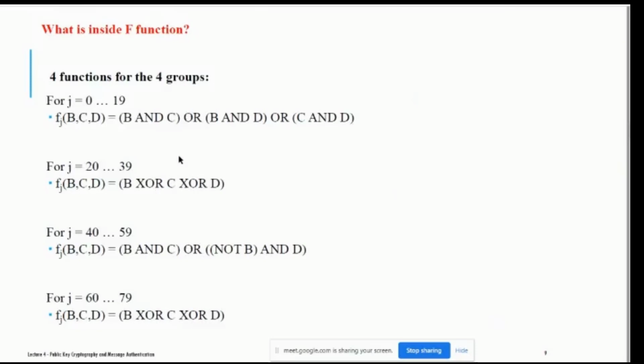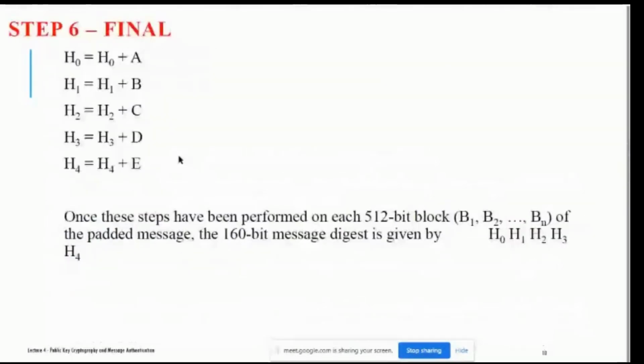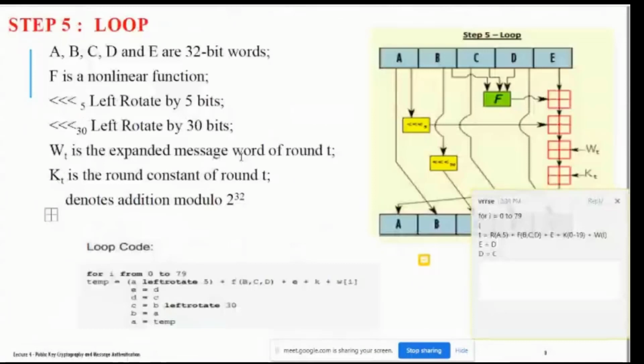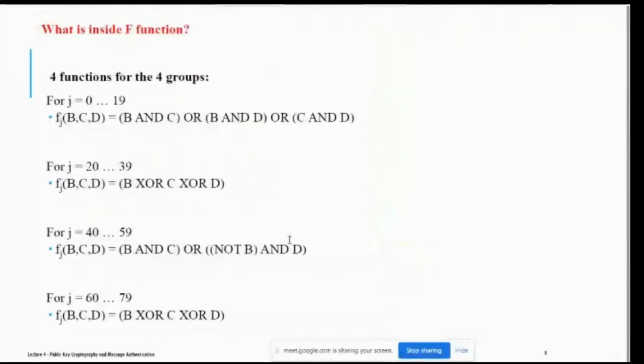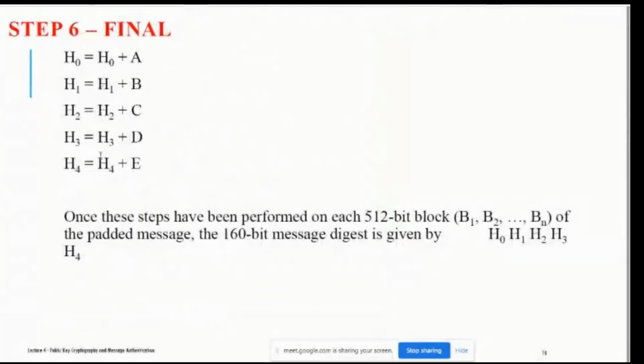Then the next one is the final. So what does the final mean? You see here. The final is going to be after 80 rounds. You are going to run this for 80 rounds. After 80 rounds, what are you getting? You are getting new A, new B, new C, new D, new E. All the values will be changed now. The value of A, B, C, D, E, everything will be changed. Now we are going to take A, B, C, D, E and add it with H0, H1, H2, H3. These H values are already given.